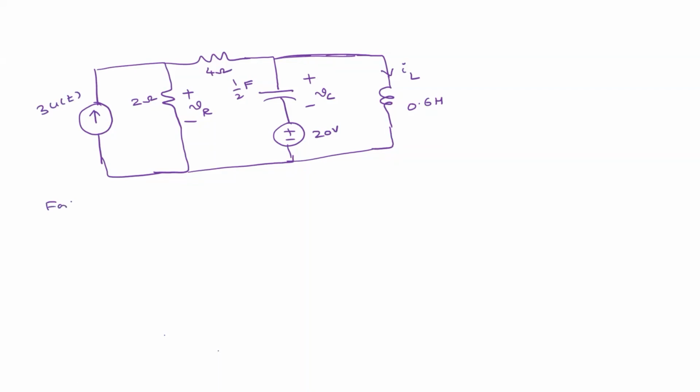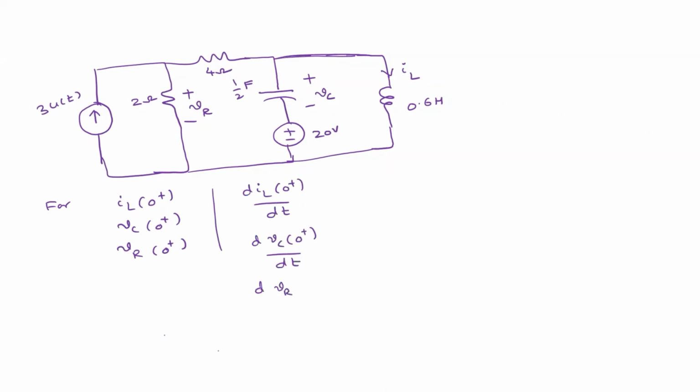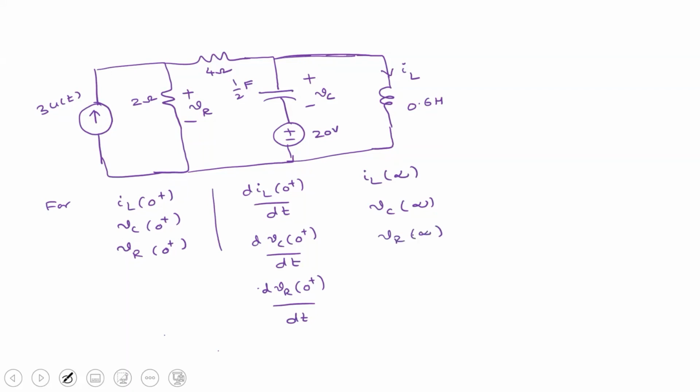So for this circuit, find IL of 0 plus, VC of 0 plus, VR of 0 plus. Similarly, dIL of 0 plus by dt, dVC of 0 plus by dt, dVR of 0 plus by dt, right? Similarly, IL at infinity, VC at infinity, and VR at infinity. So all these three things, total 9 things you need to calculate.